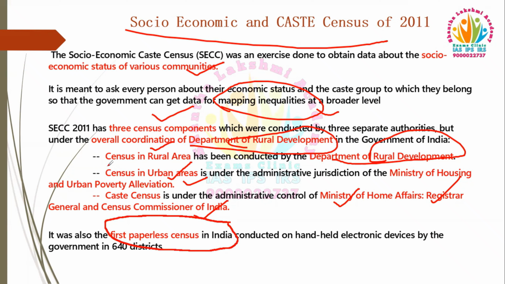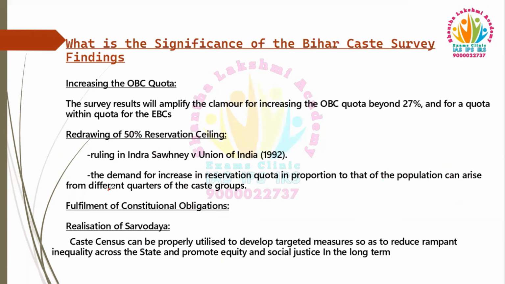The census in rural areas and the census in urban areas data was made available to the public, but the caste census was not made public due to concerns such as poor data quality, errors in data collection, and the difficulty in categorization of the caste data.